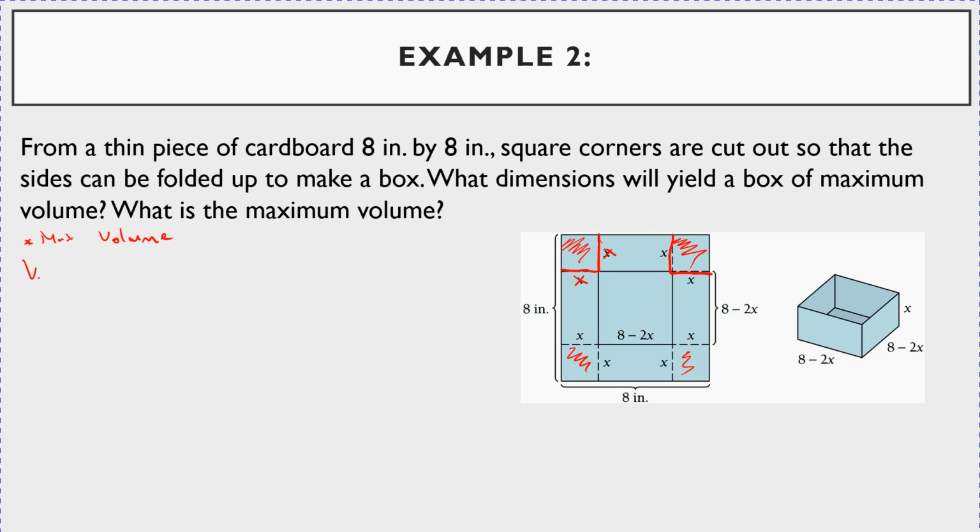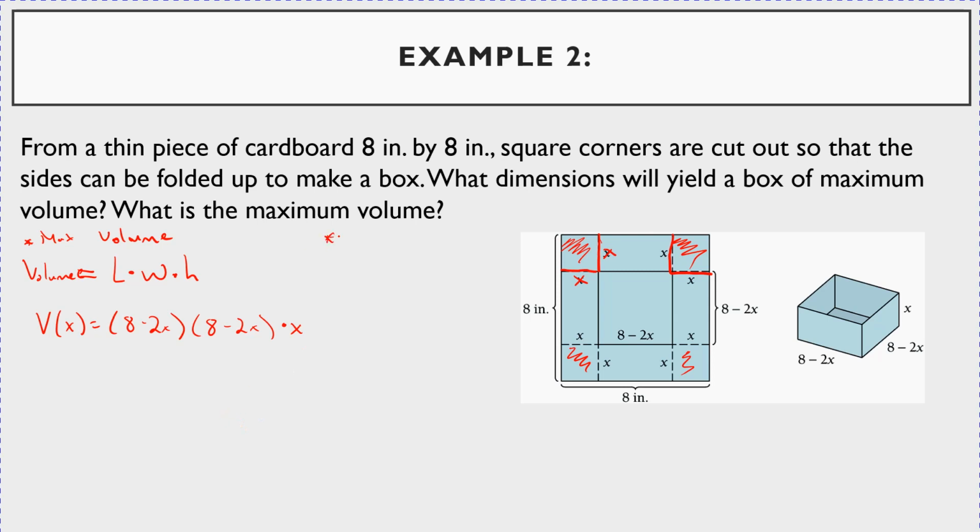So the volume here, this volume, we know the formula for the volume. It's length times width times height. So volume, turns out we can write it as an equation of just a single variable x. Well, the length here is 8 minus 2x. The width is also 8 minus 2x. And look at the height. Because we're folding these flaps in, the height of this box is x.